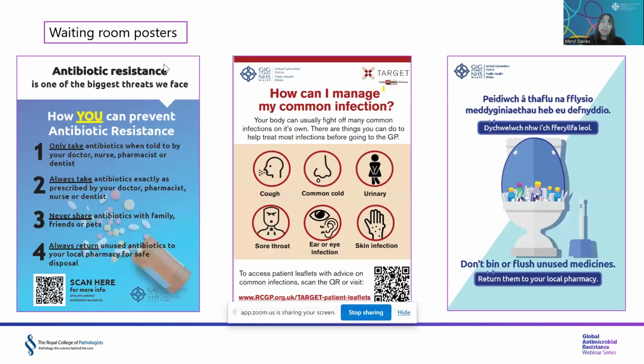Included within those resources are things like waiting room posters to try and promote antimicrobial stewardship when people are visiting their GP practice or the community pharmacies. So examples here are how people can manage their common infection and a poster on antibiotic resistance.